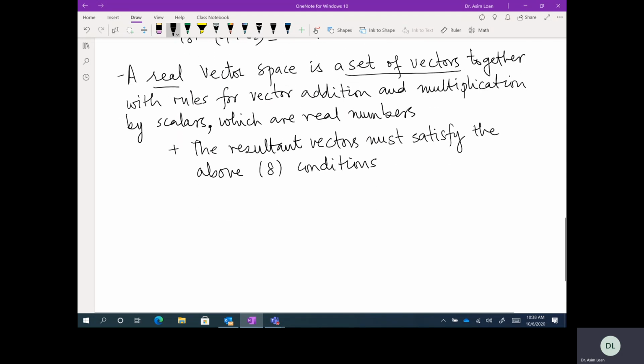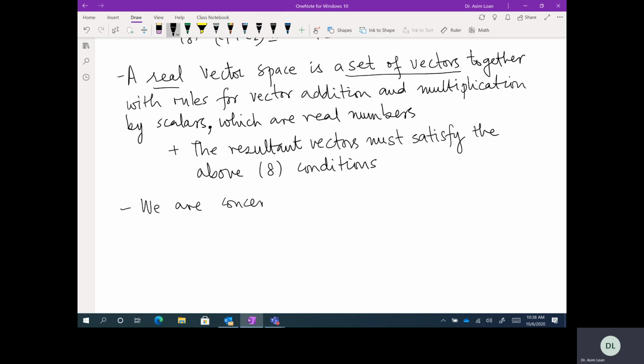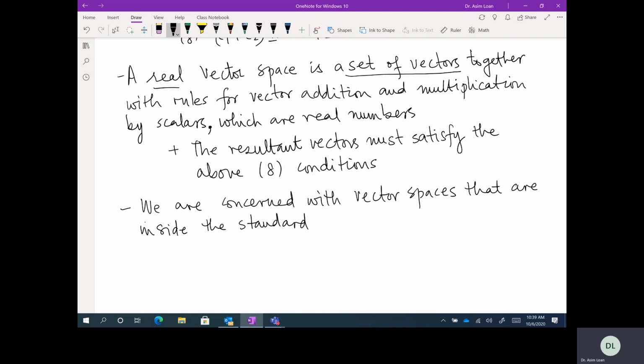So we are concerned with vector spaces that are inside the standard space, R^n.